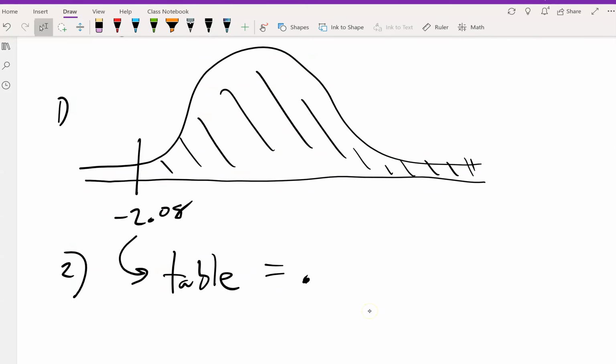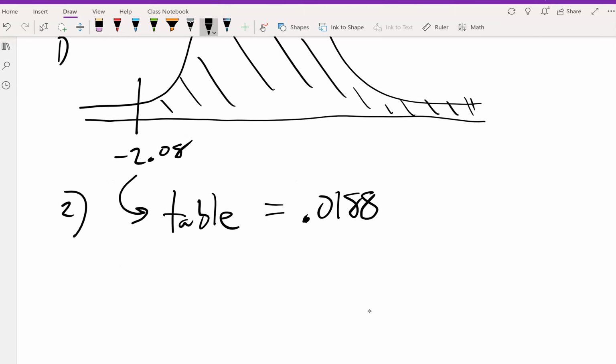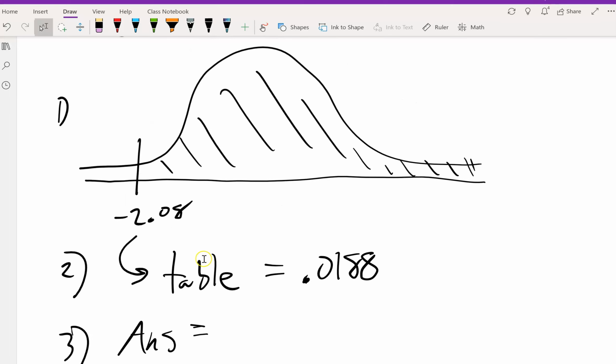So 0.0188 comes from the table. Okay, so this is why I always put in step 3, called the pause answer. First of all, these numbers in that table represent areas and represent percents. The percent I'm looking at is 1.88. So this is why I put the pause moment in. The table gave me 1.88%.